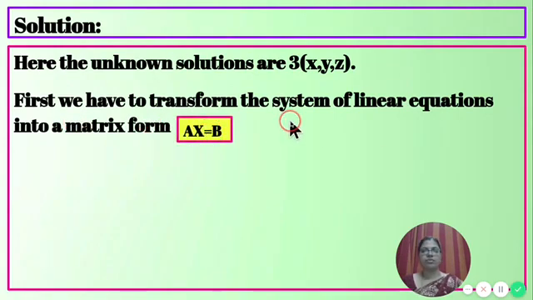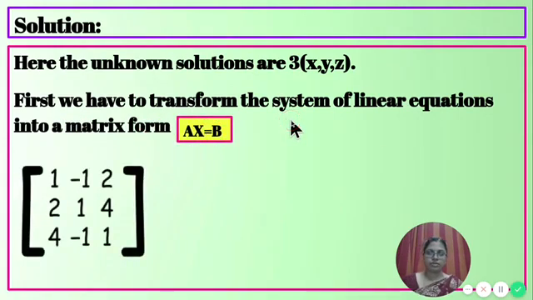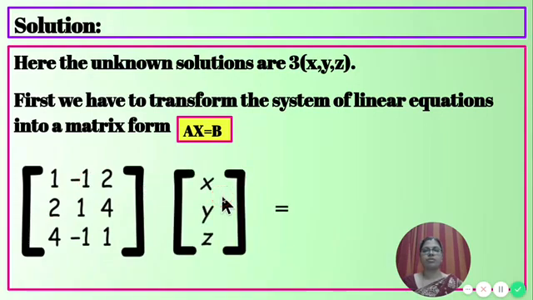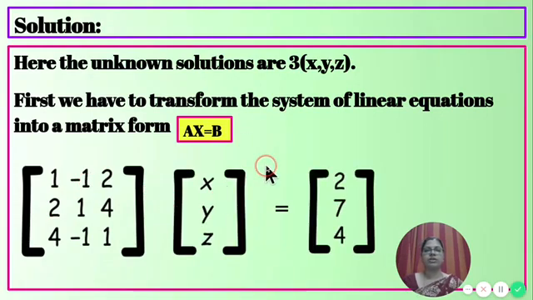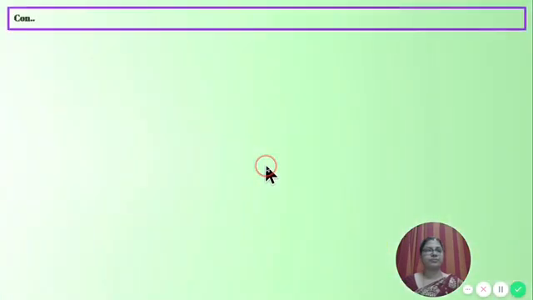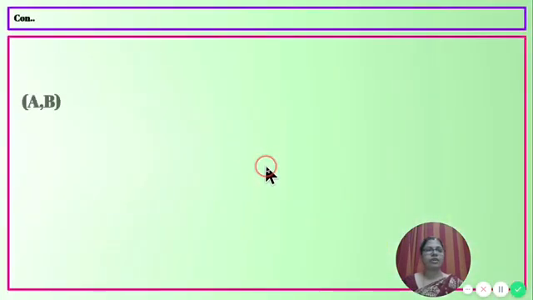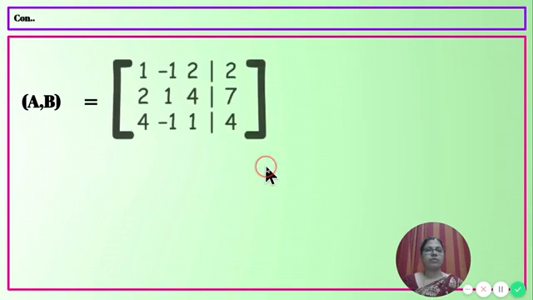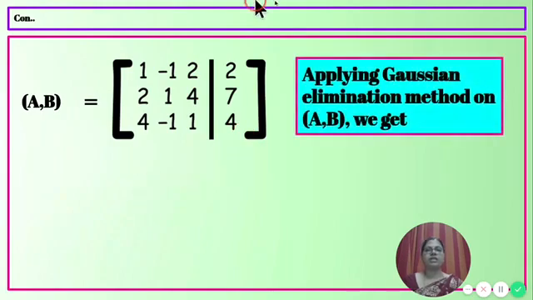First we have to transform the given linear equations into a matrix form. So this is a coefficient matrix, this is a matrix formed using the unknowns, this is a matrix formed using the constants. So now we have formed the augmented matrix. I have written the matrix A on my left hand side and matrix B on my right hand side. Now I am going to apply the Gaussian elimination method on A comma B.